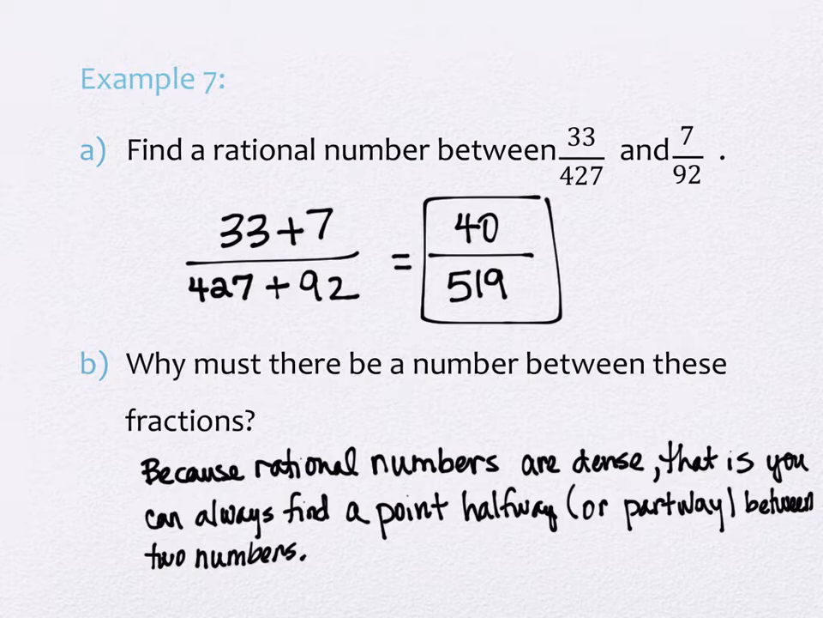Now, before you dismiss that as like, well, duh, that's obvious, recognize that that's not true about whole numbers. There is no whole number between 2 and 3. There's a number, but it's not a whole number. So this fact is not trivial. It matters, right? It's something that's unique to the rational numbers that wasn't true before.